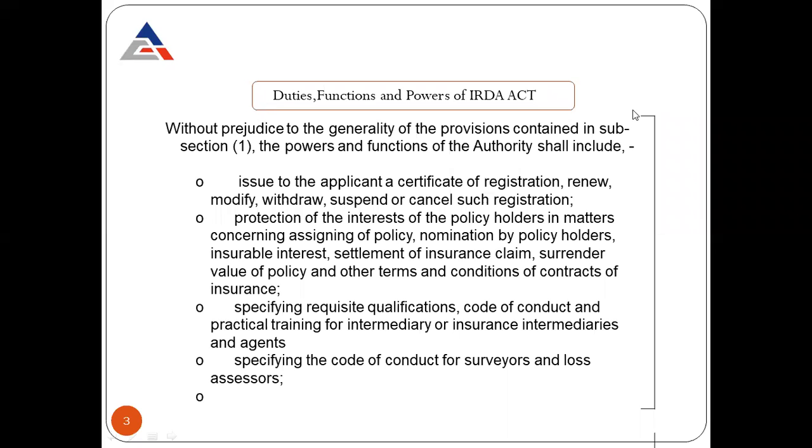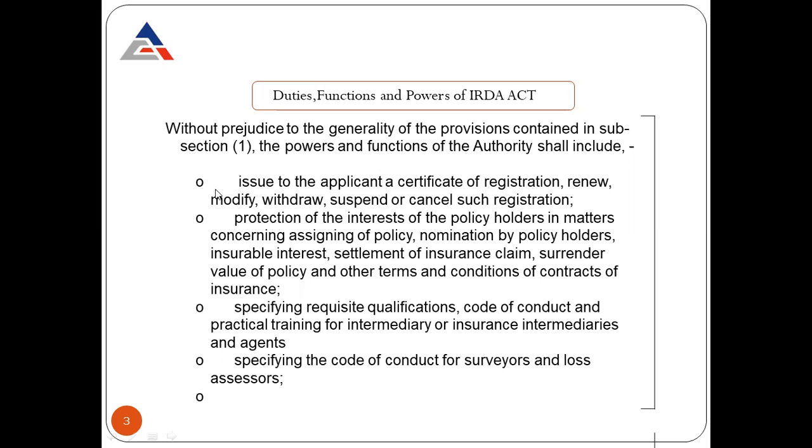The next concept we are going to discuss is the duties, functions, and powers of the IRDA Act. So without prejudice to the generality of the provisions contained in subsection 1, the powers and functions of the authority shall include. There are various points included under duties, functions, and powers of the IRDA Act. The very first point is to issue to the applicant a certificate of registration, and to renew, modify, withdraw, suspend, or cancel such a registration.